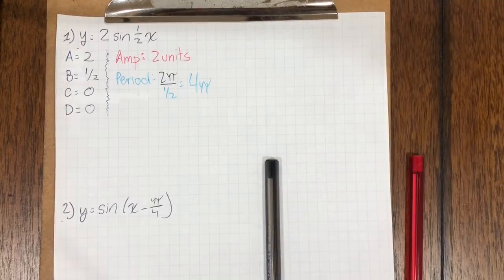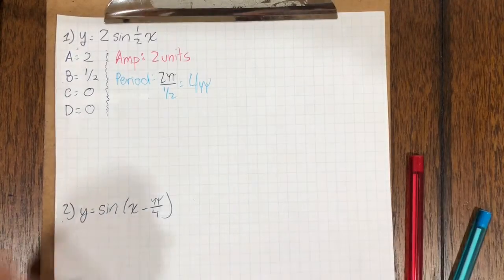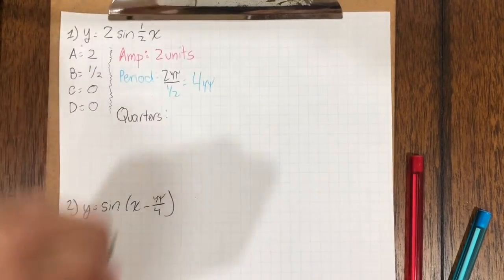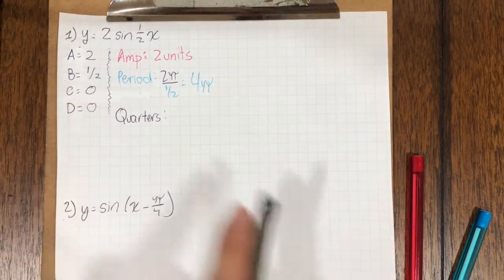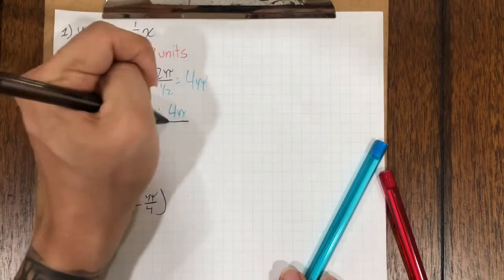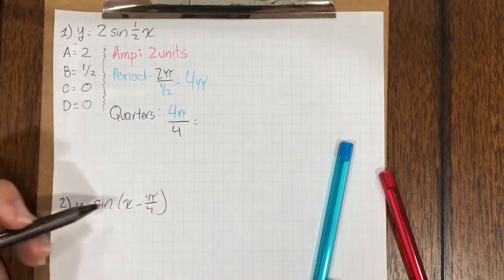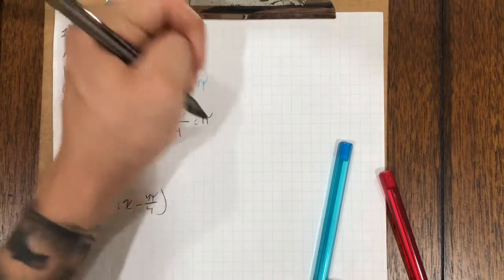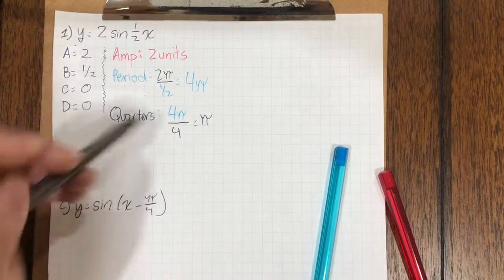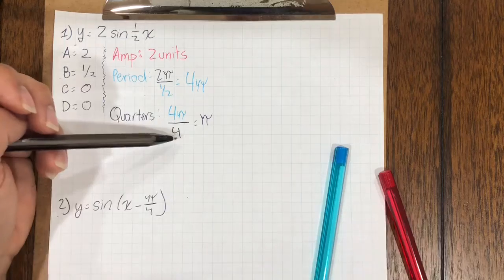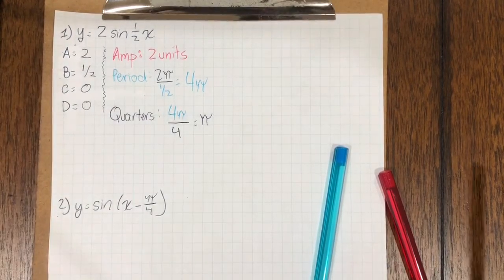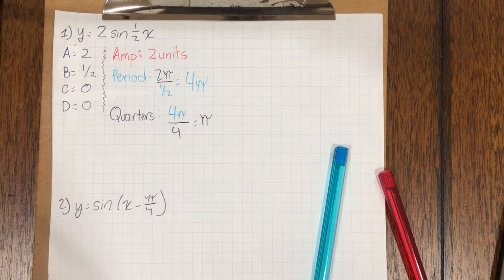So now we're going to go ahead and figure out the quarters. So for the quarters, I'm going to take my period, which is 4 pi, and divide it by 4. If I do that, I just end up with pi. So that means that to get from one x value to the next, we're going up by pi. All right?